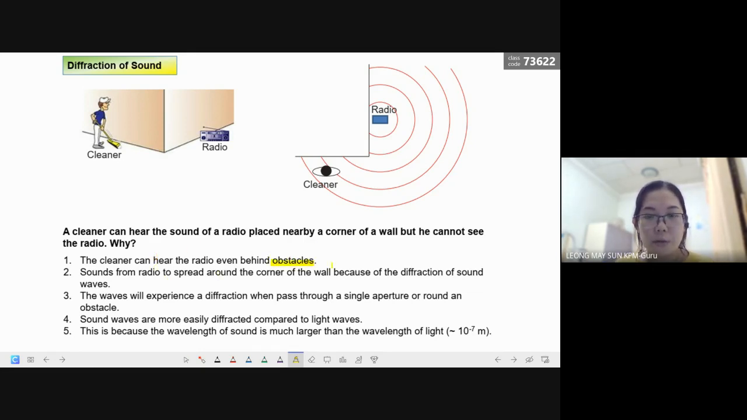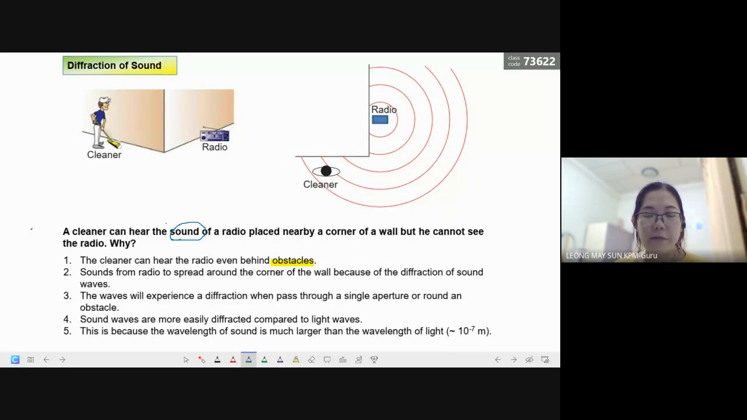The explanation here says that the cleaner can hear the radio even behind obstacles. In case this question comes out in SPM or in an exam, whichever exam it is, how do we identify? Obviously, this is an explanation question, so probably it's going to be question C or question D. What you have to do is identify the keywords in the question. What are the keywords? For me, the word sound.